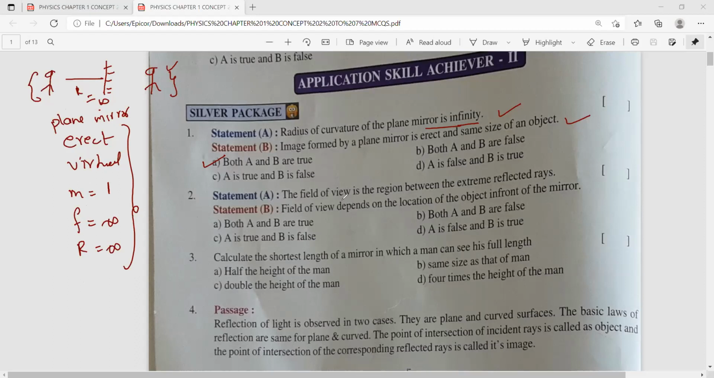Next one: the field of view is a region between two extreme reflected rays, right? Extreme reflected rays: when the incident ray is at the end of the mirror, at that time you get the extreme reflected ray. This is the last reflected ray, that's all. So that is what we call the field of view. Up to here, it is the field of view. Okay, that is correct. Next, the field of view depends upon the location of the object in front of the mirror. That is correct. Whether you are inside the field of view or outside the field of view, that matters. So both statements are true here. You can go with option A again. Clear, children? The first and second statements are true?